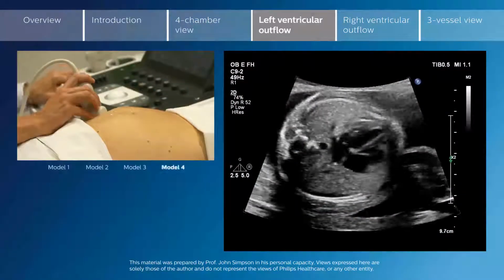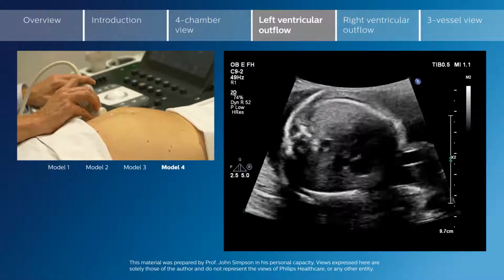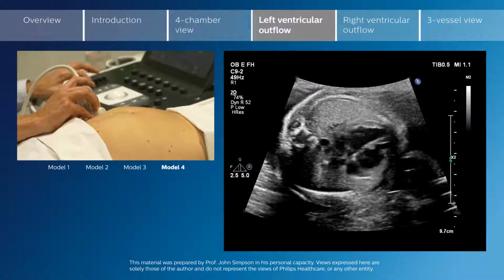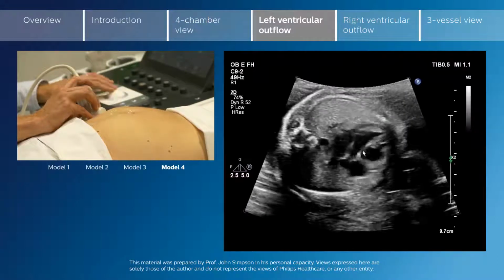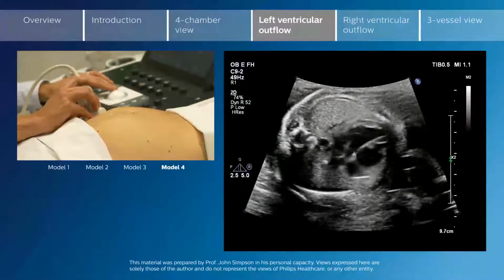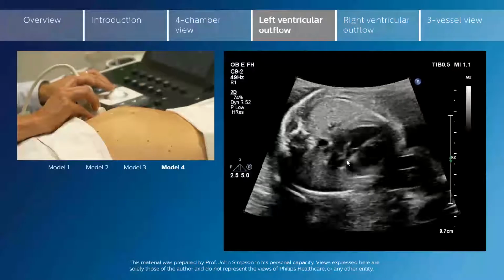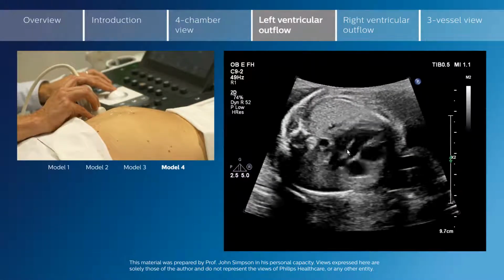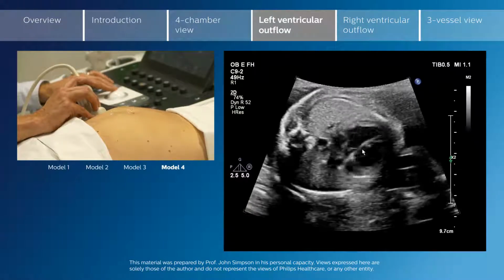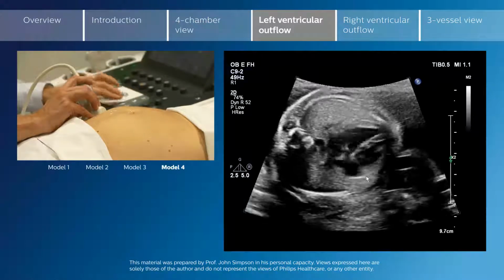As we angle the probe towards the fetal head, the first vessel which we see, and I'll try and alter the insonation angle to make this clearer, the first vessel which we see is the aorta, which leaves the left ventricle and heads towards the right shoulder of the fetus. The aortic valve should be seen to open and close here, which is normal, and the septum and anterior wall of the aorta should be one continuous line as it's seen here.